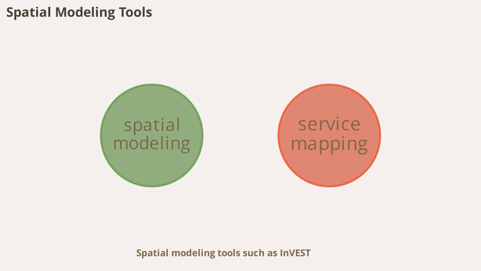Spatial modeling tools such as InVEST allow researchers and policymakers to visualize and quantify ecosystem services across landscapes. These tools use data on land cover, species traits, and human activities to predict where services are produced and how they might change under different scenarios.